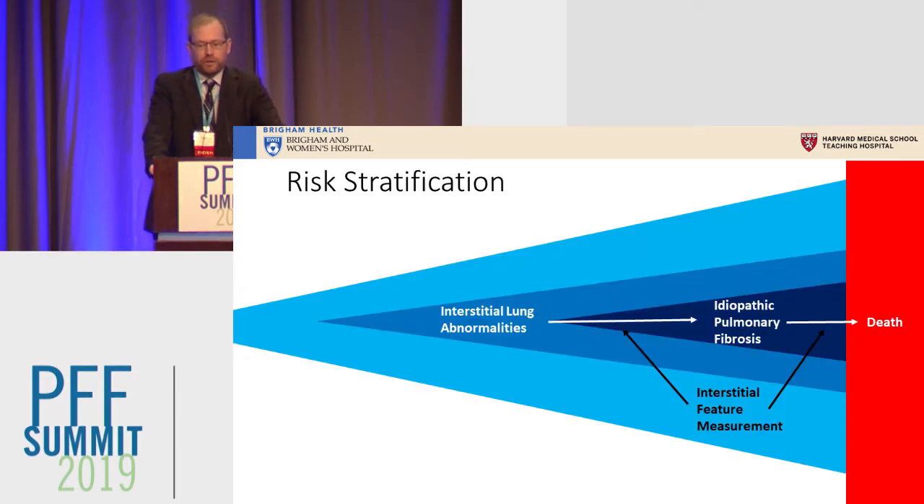Might be able to use this type of approach for risk stratification. So can we look within people who already have these diseases and identify high-risk groups who might be those who we want to follow more closely or potentially intervene upon?